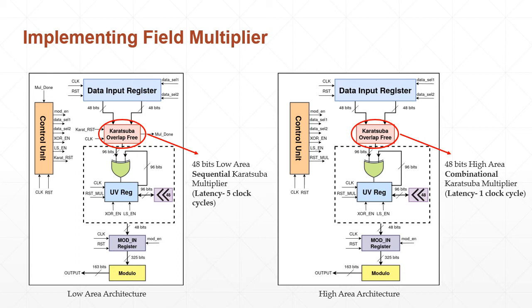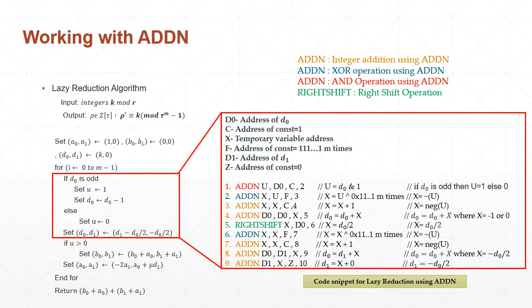Now this creates a difference in the overall latency of both the multipliers. We have implemented both the multipliers so that we may obtain a design with the best area time product. Now we will give a small example of how we have coded the instructions.